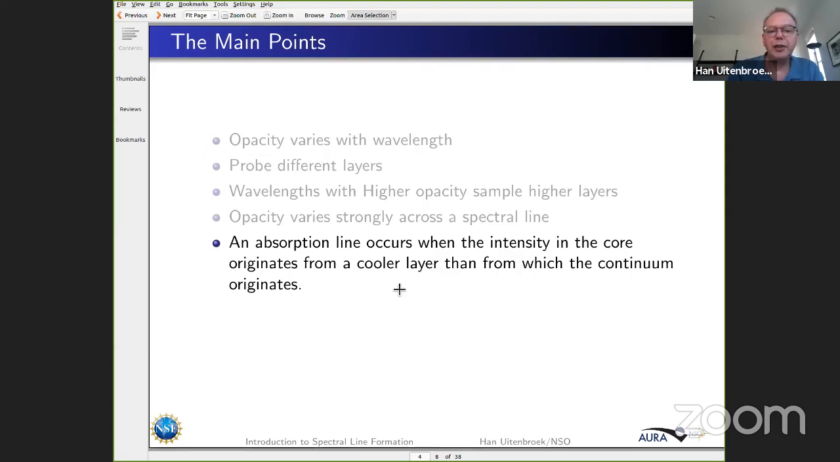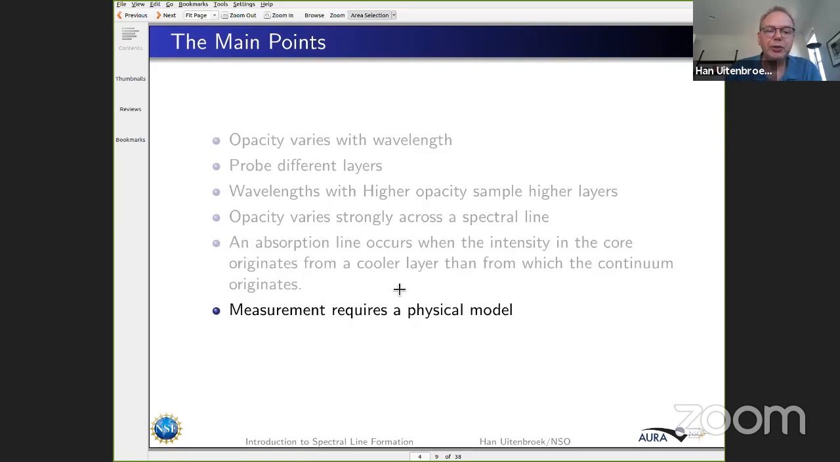An absorption line occurs when the intensity in the core originates from a cooler layer than the one from which the continuum originates. This seemingly very simple statement is not so easy to understand once you start looking at the line formation theory. But in the end, it is this simple fact that the core of the line has a lower intensity because it comes from a layer that is cooler than the continuum.